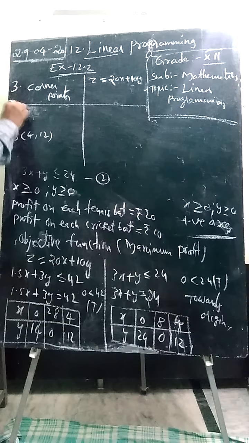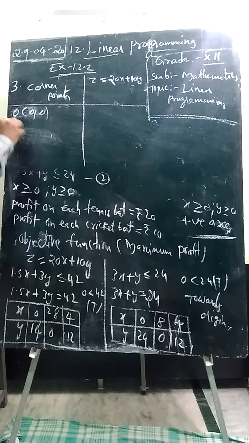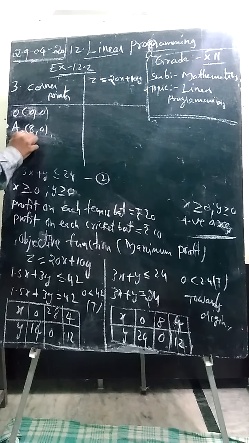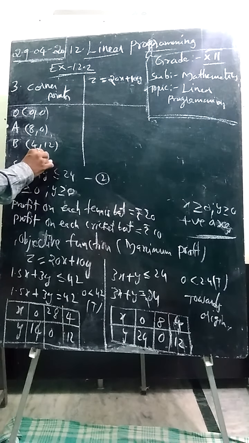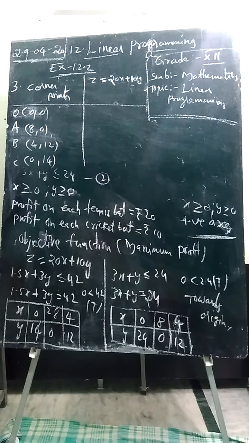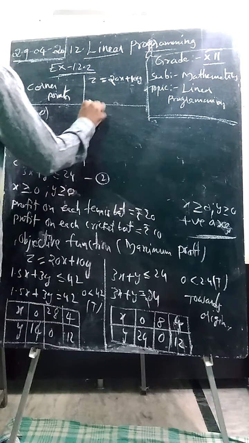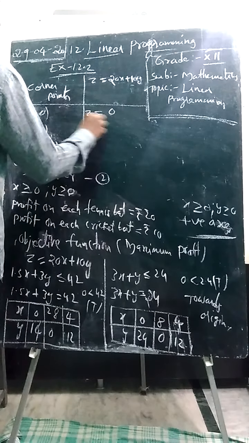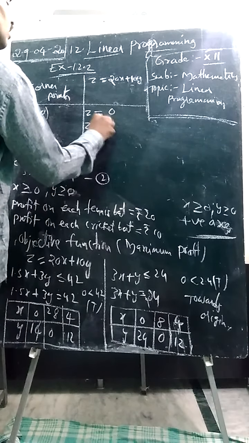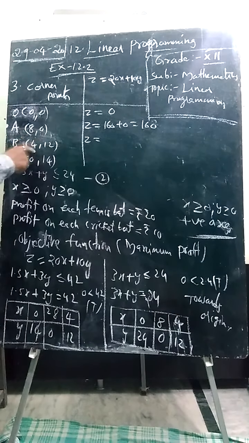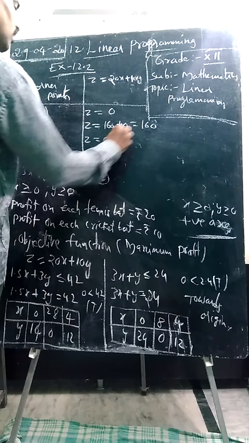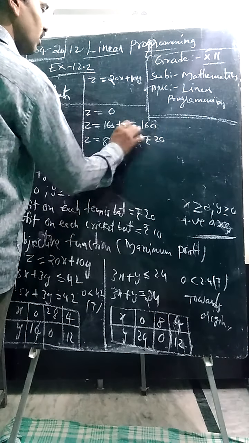Let me take like this, students, no need to follow the same. O (0, 0), A (8, 0), B. In order we can take (4, 12), C (0, 14). These are the feasible points or corner points. If you put here (0, 0), total 0, anyhow 0. If you put here (8, 0), 20 into 8, 160. If you put (4, 12), 20 into 4 is 80 plus 120, that is rupees 200.